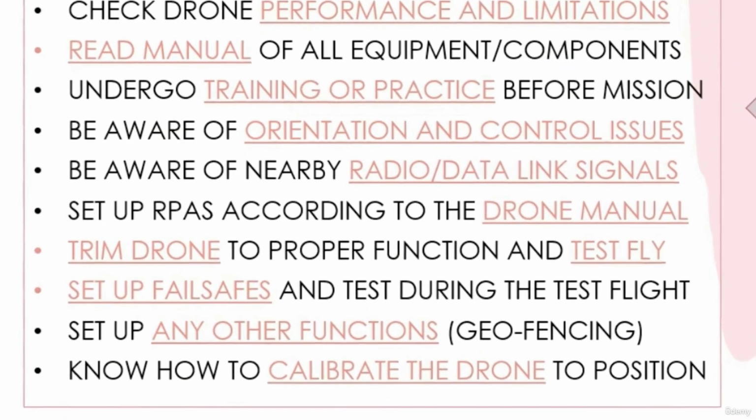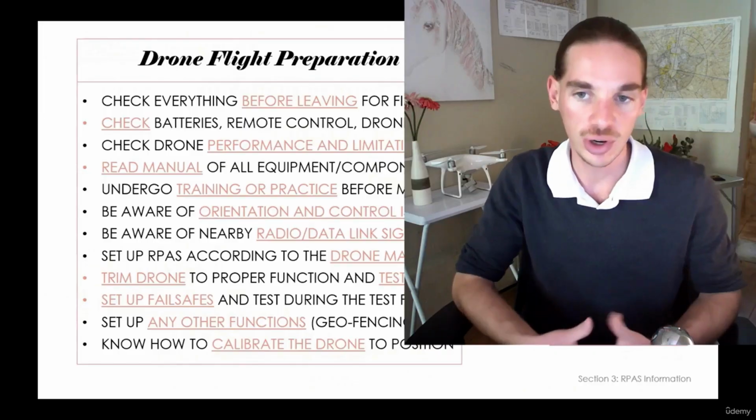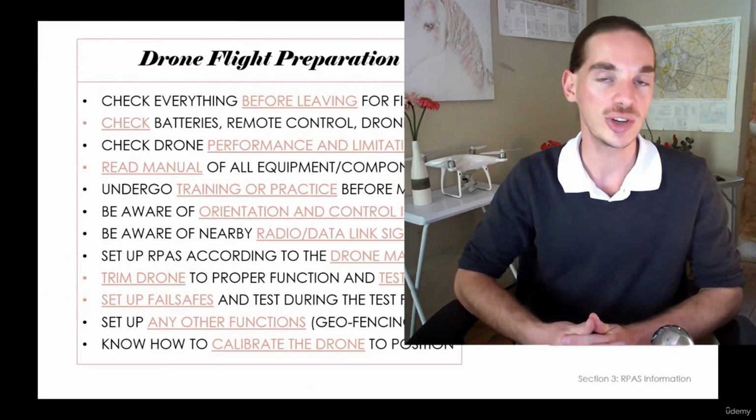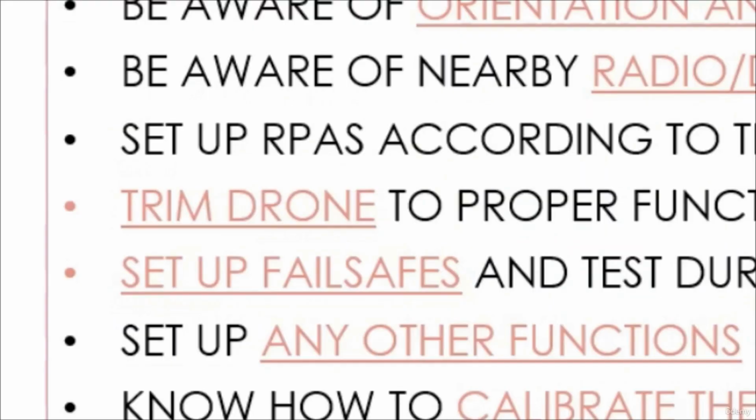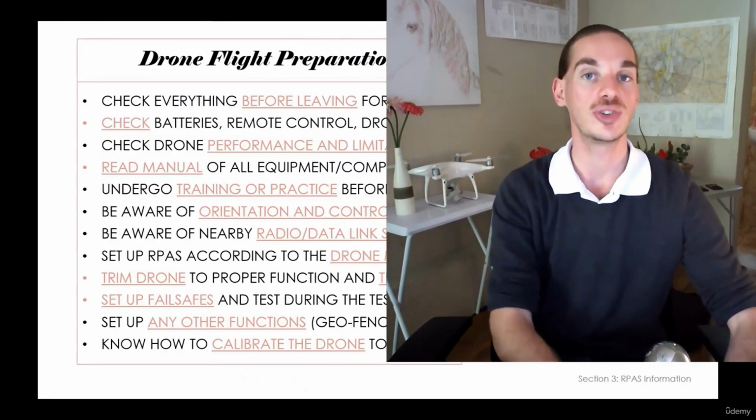You then set up the RPAS according to the drone manual. Before you fly the drone, you need to make sure that you set your drone up. This includes things like trimming. Trimming is basically if you are in GPS lock where your drone is supposed to be sitting still, but you can see you're not pressing anything and the drone is going a little bit to the right. You're going to trim the drone to the left until it stops moving to the right, and then it's trimmed properly, and then it will be stable. The manual will walk you through how to trim the drone.